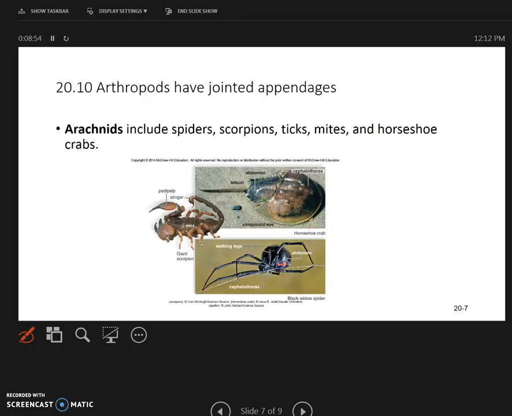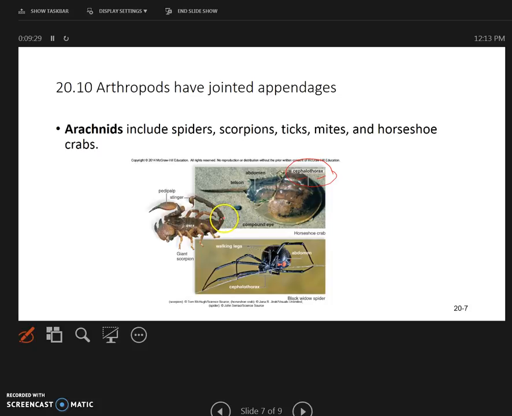The next class are the arachnids. You know them as spiders, scorpions, ticks, mites, and crabs. Spiders have a very narrow waist that separates the structure called the cephalothorax, where the head and the thorax are fused, and it has 4 pairs of legs, from the rest of the body, that's the abdomen. So the body in arachnids has the head and the thorax fused, the cephalothorax, and the abdomen is separate.